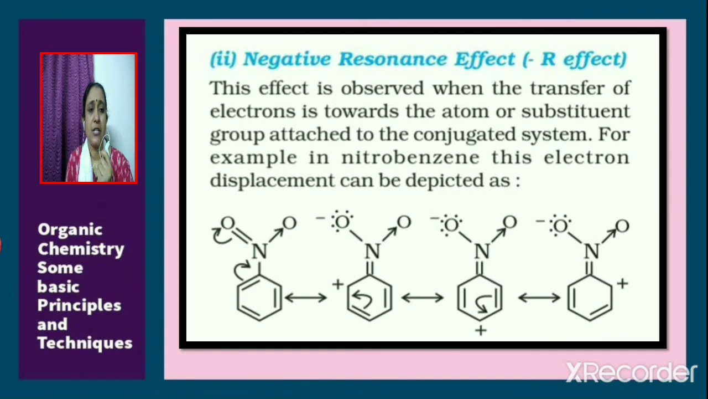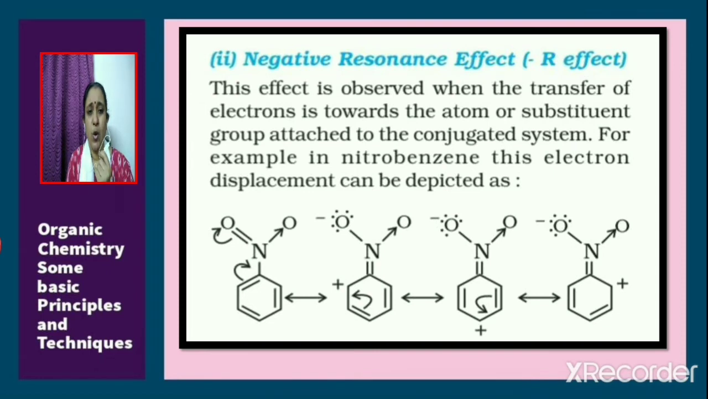Consider negative resonance effect or minus R effect. This effect is observed when the transfer of electrons is towards the atom or substituent group attached to the conjugated system. For example, nitrobenzene is given. In nitrobenzene, when we see the different structures, we will come to know that polarity is produced in the molecule. Oxygen end is negative and one of the carbon atoms present with the benzene ring carries a positive charge. Thus, polarity is produced in the molecule by the interaction of two pi bonds.